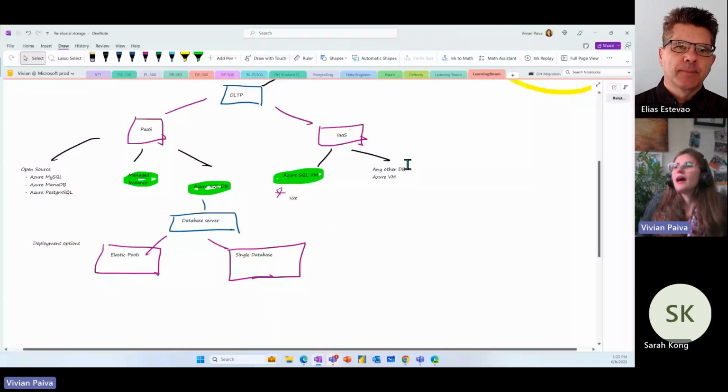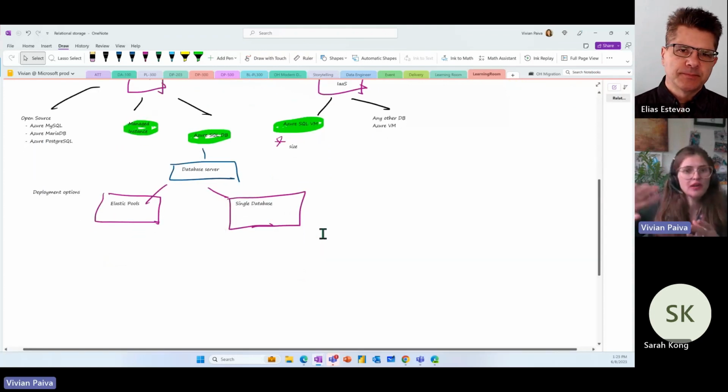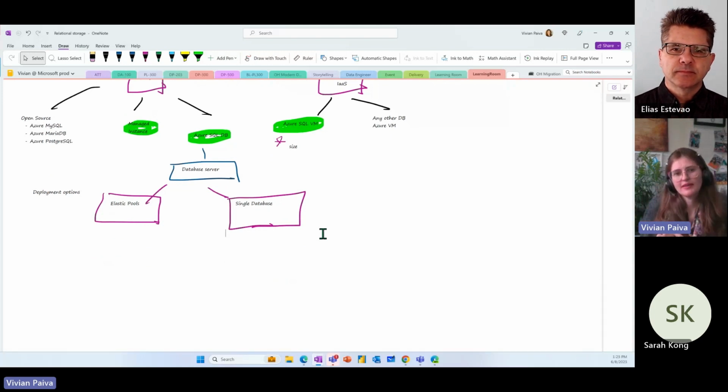Okay. With a single database, we allocate the resources, and the database is going to have that, and we're going to pay always for that resource for that single database.